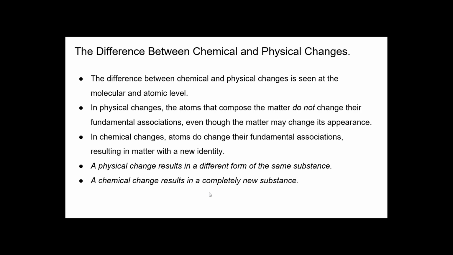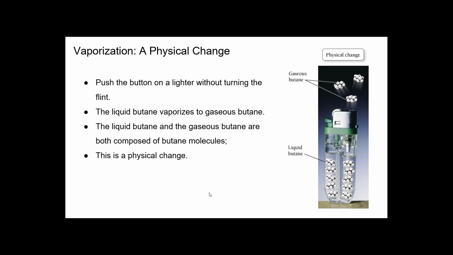In chemical changes, atoms do change their fundamental associations. That means different dancing partners. And when they change their dancing partners, they now are a new substance. A physical change results in a different form of the same substance. Water is still water. And a chemical change results in a completely new substance. Iron atoms now combined with oxygen, they are a partnership, and this is where rusting comes in. It's iron oxide.